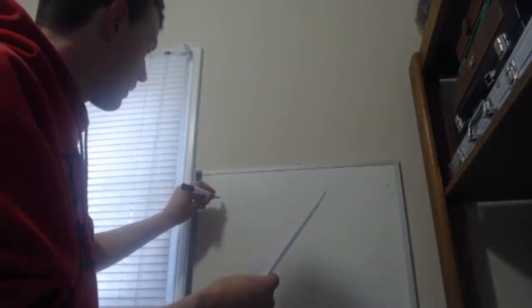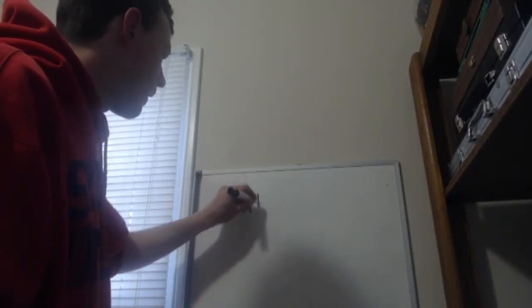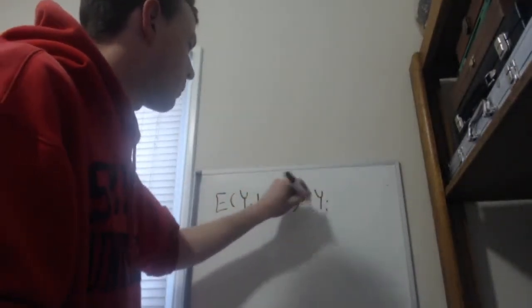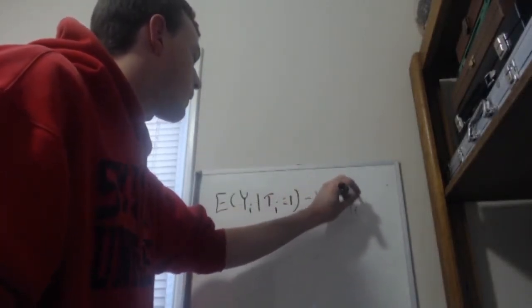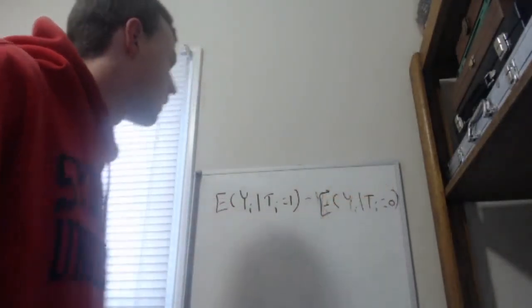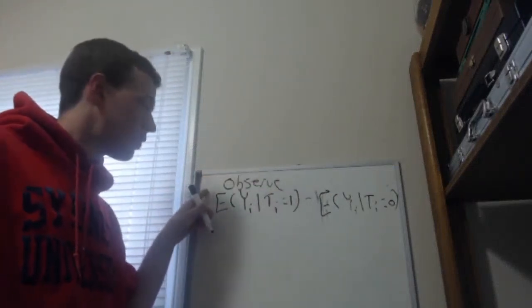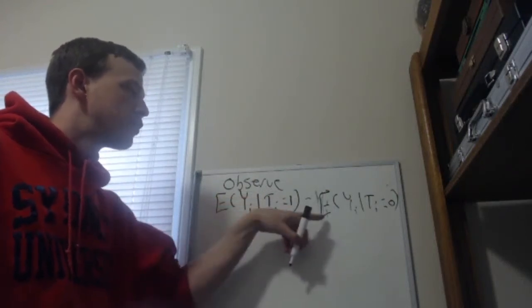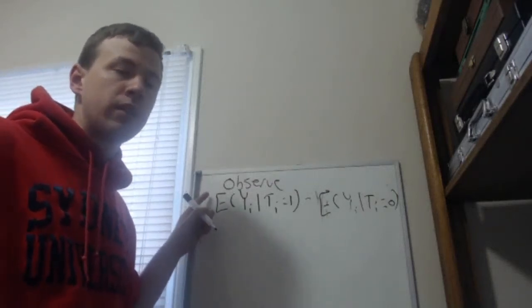So in standard notation, what we tend to observe is the expected value of Yi given Ti equals 1, minus the expected value of Yi given Ti equals 0. What we can observe in the world is outcomes for people who got the treatment, from which we subtract outcomes for people who didn't get the treatment. This is the observed difference between treated and non-treated people.